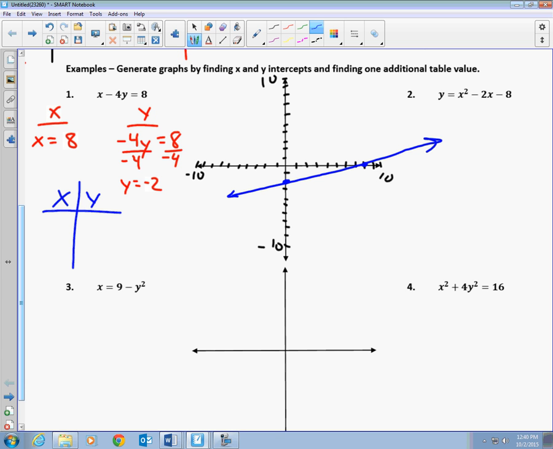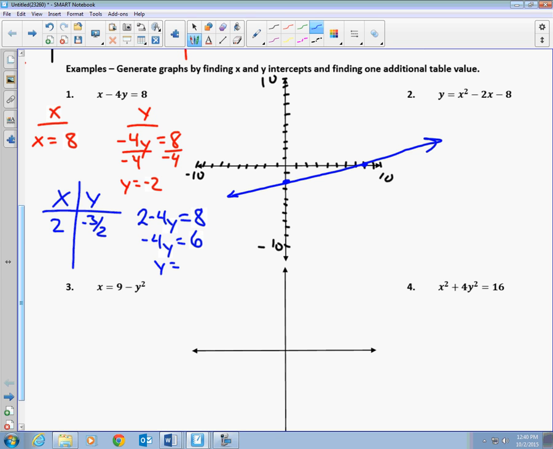Now you can plug in whatever you want. Give me a number you want to plug in for x or y. 2 for x or 2 for y? Okay, 2 for x. So if x is 2, then you have 2 minus 4y is equal to 8. Or negative 4y is equal to 6. So y would be equal to negative 3 halves.